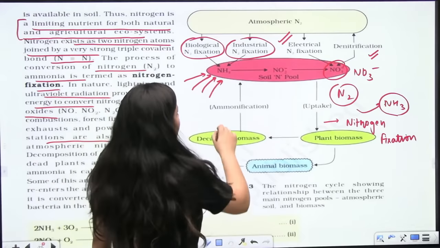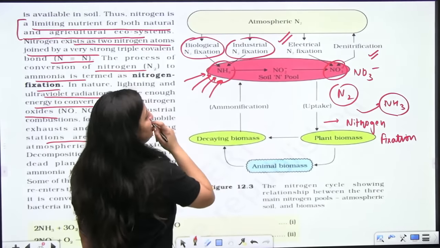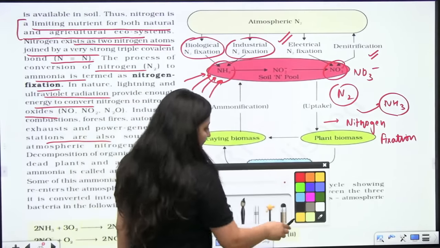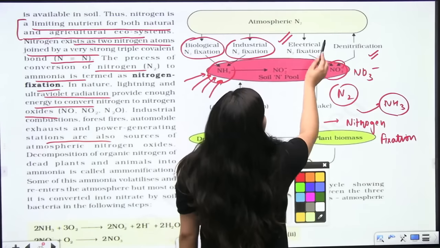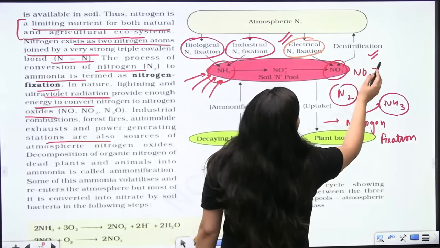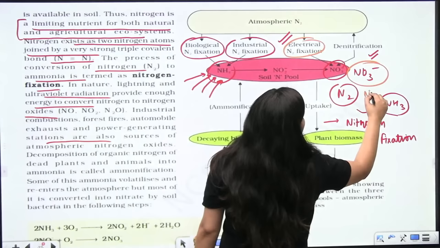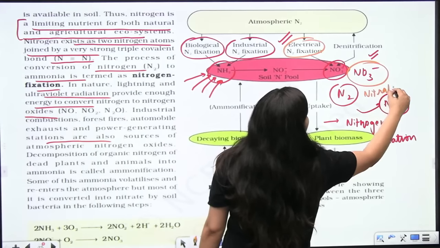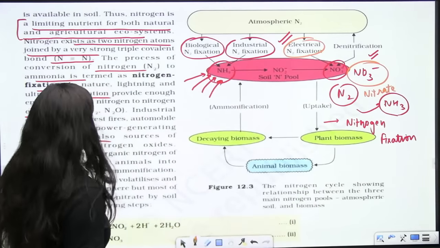Done. So nitrogen fixation gives NH3, that is ammonia. And when it is electrical nitrogen fixation and denitrification, it is NO3 negative, which is nitrate. Clear?